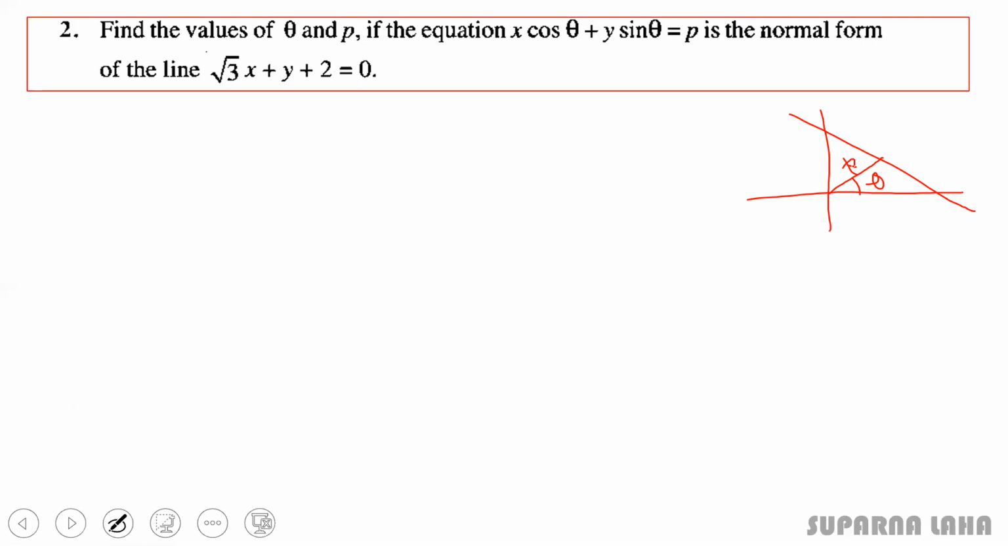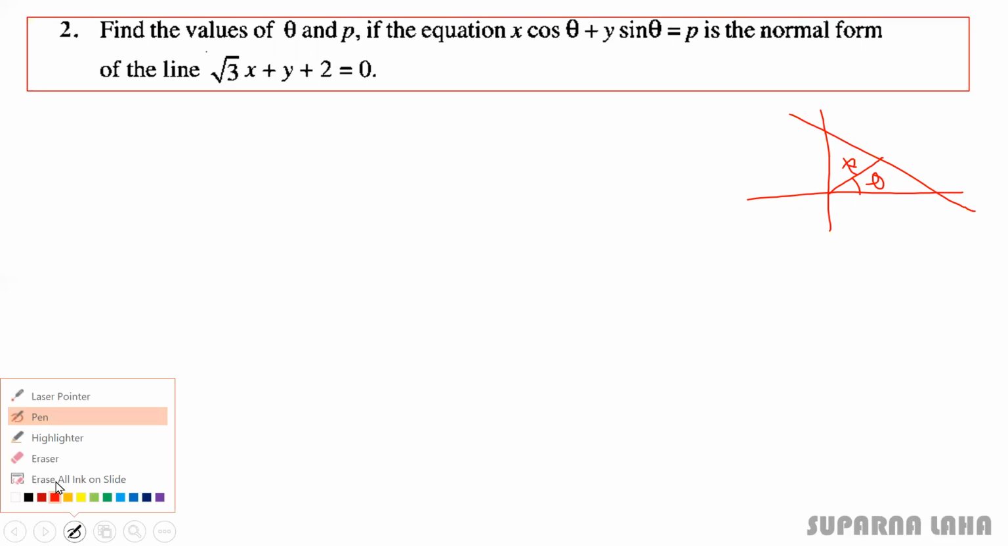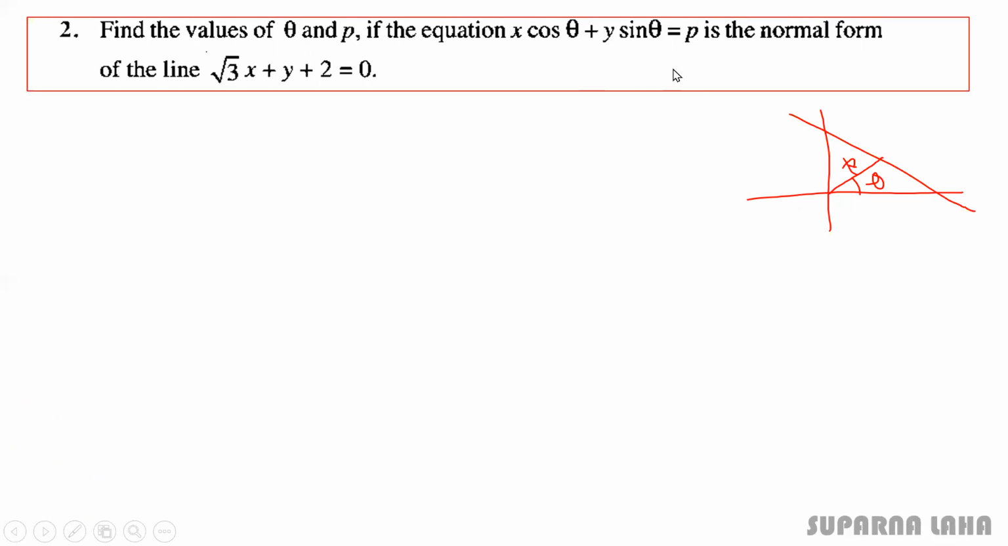So the line is root 3 x plus y plus 2 equals 0. You need to represent this equation in the normal form, that is x cos theta plus y sin theta equals p.